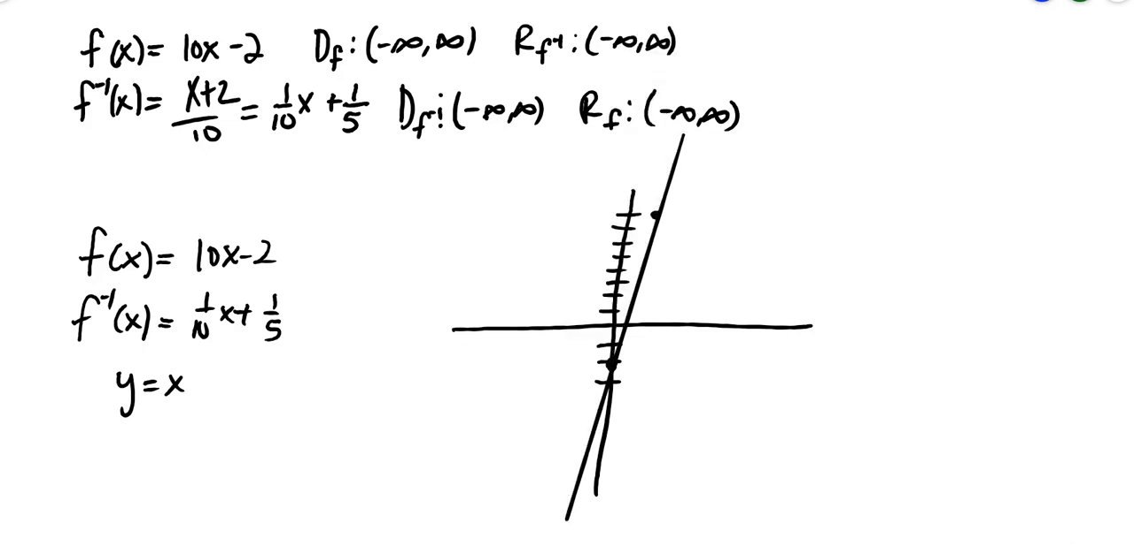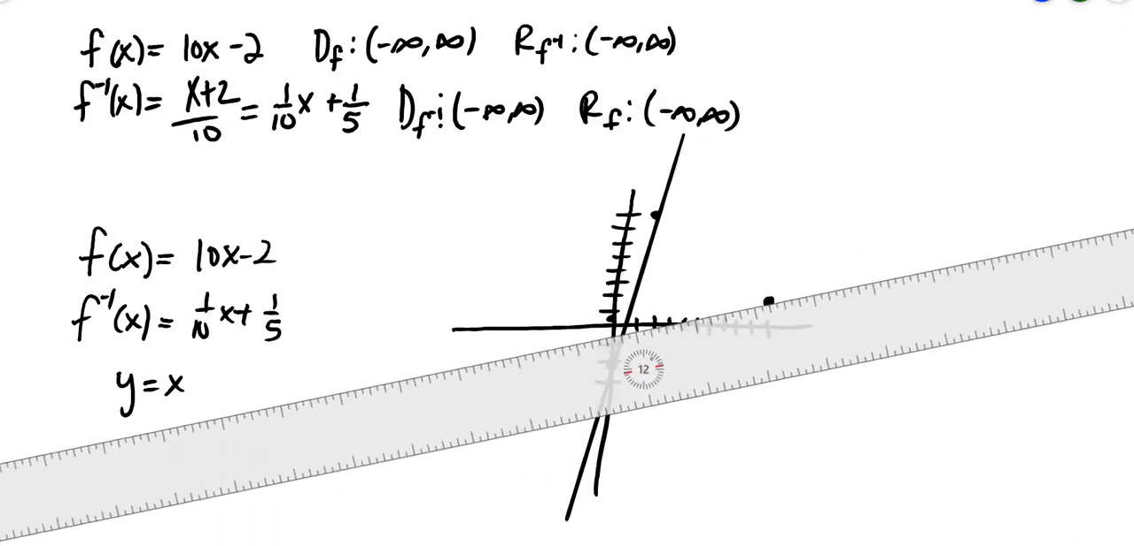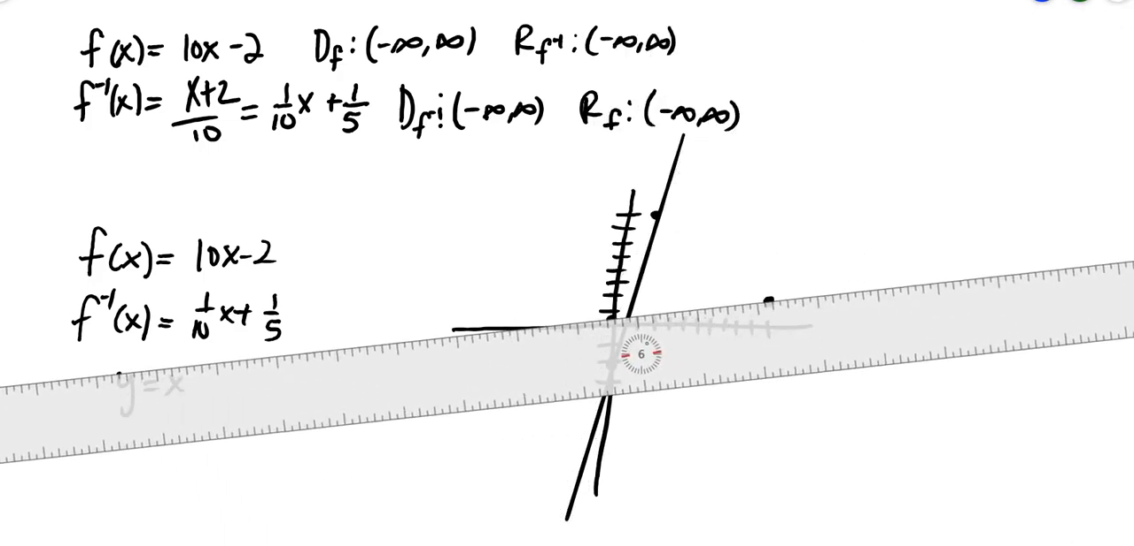And then we want to graph the line 1/10 x plus 1/5. So we're going to have our y-intercept at a fifth, which is about right here. We want to rise 1 and run 10. That would put me about right here. I'm estimating a little bit because of the fractions.